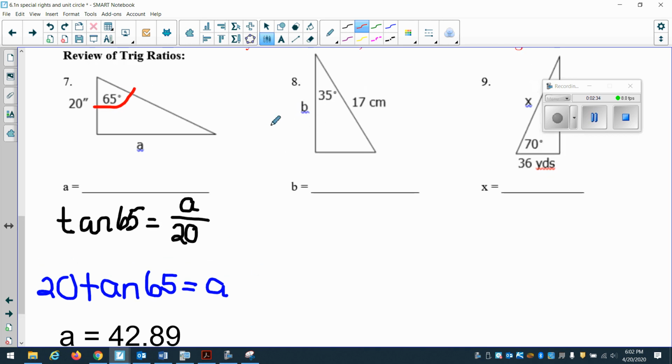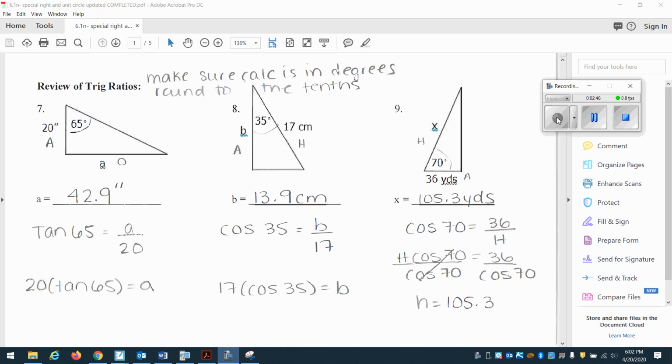So why don't you try 8 and 9 using our trig ratios, either sine, cosine, or tangent, depending on what's given to you, and round to the tenths place. So pause the video and try those now. Okay, for 8 and 9, you should have got 13.9 centimeters and 105.3 yards.